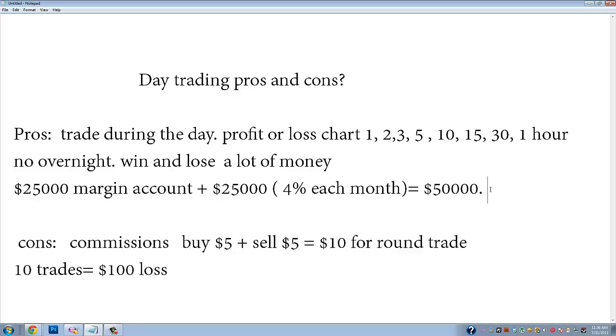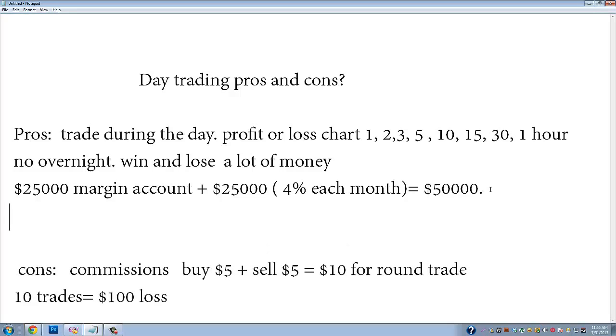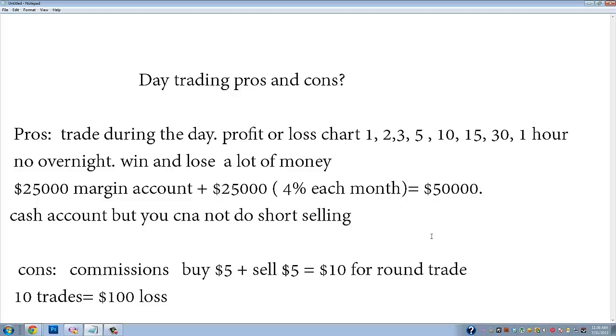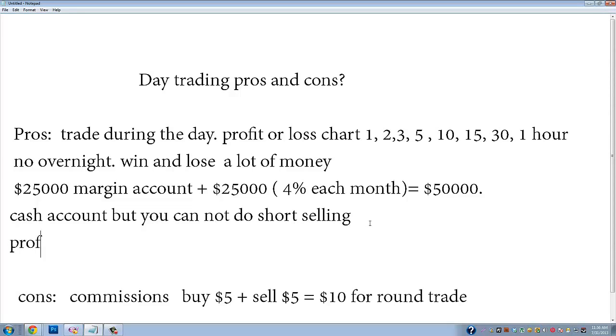Why margin account? Because if you have a cash account, you can day trade, but you cannot do short selling. If you want to go and short the stock, they will not let you do it. So most of the time, the people doing day trading are professionals. The game they play is with beginners.